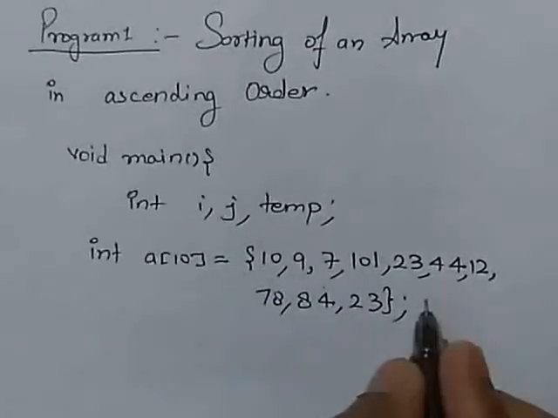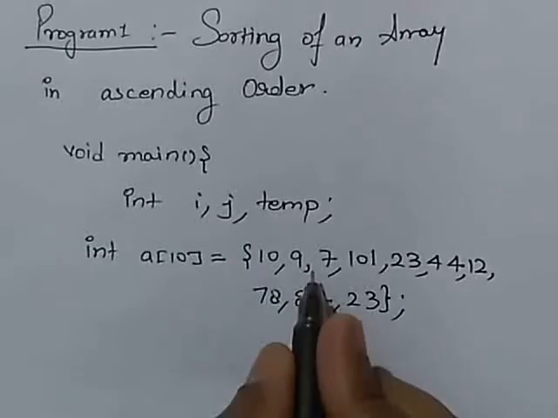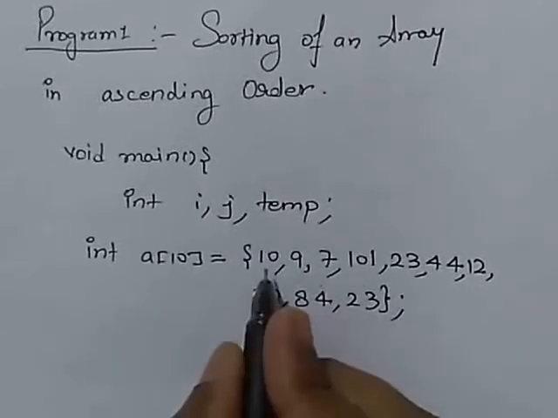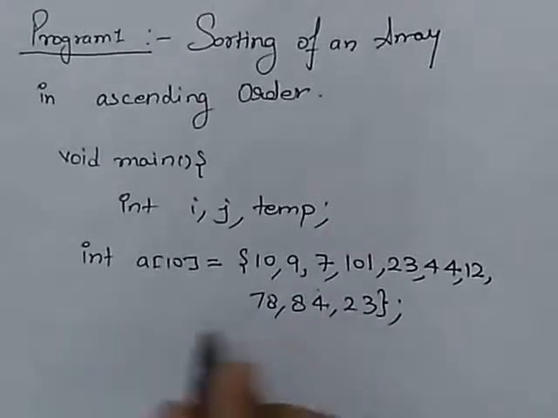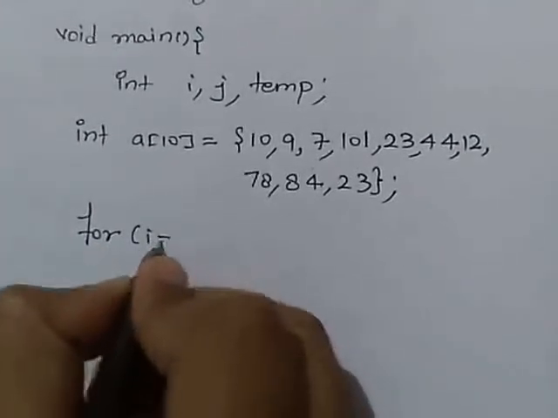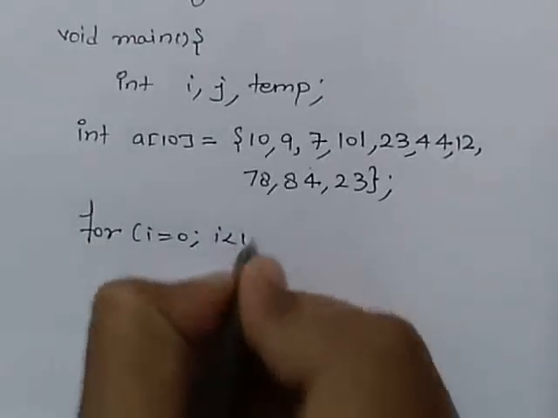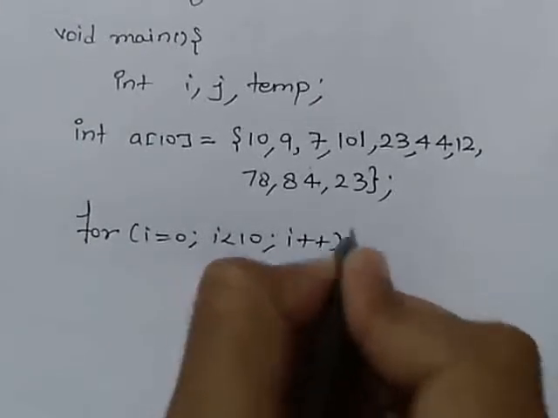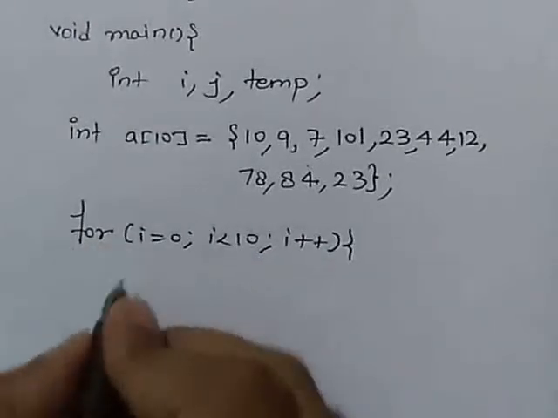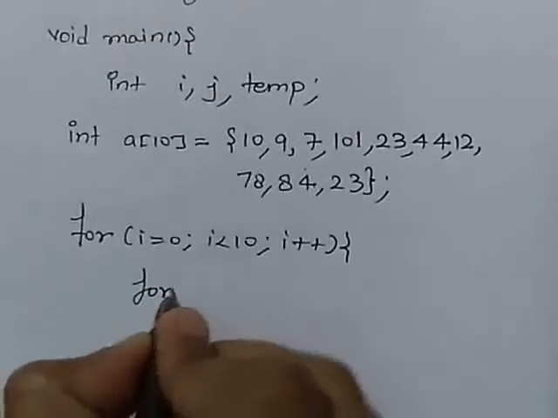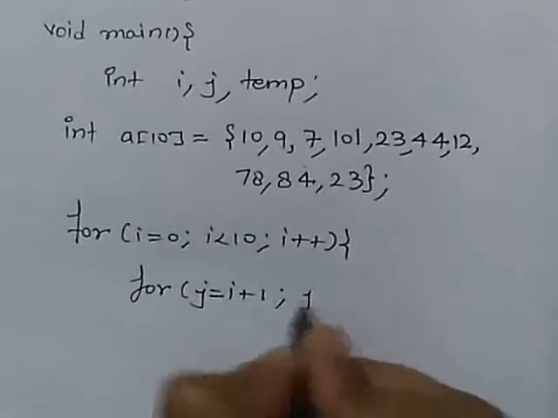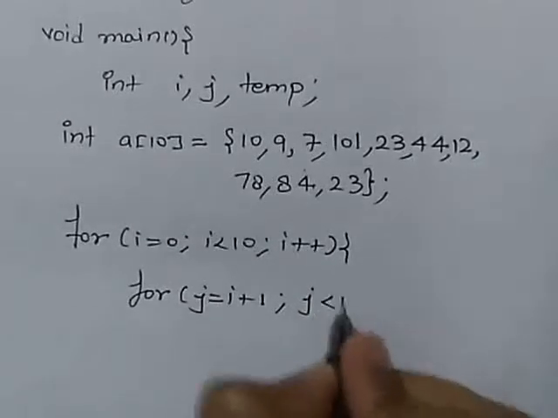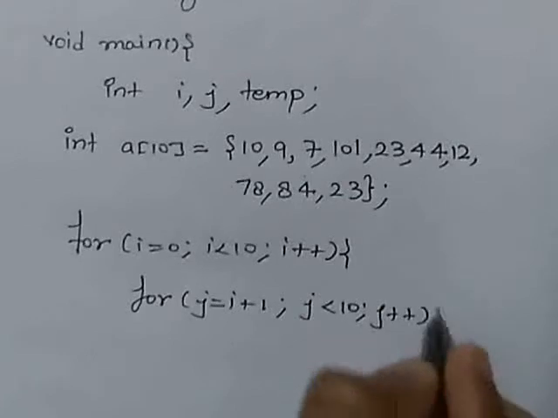Now for sorting an array in ascending order, first we have to traverse the array, and second we have to arrange elements in the sorting way. It means we have to replace the element positions. So we have to take two loops. For example, for i equal to 0, i is less than 10, i plus plus, this is the outer loop, and inside that we have taken an inner loop for j equal to i plus 1, j is less than 10 and j plus plus.